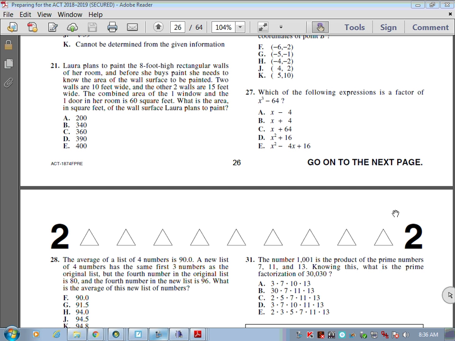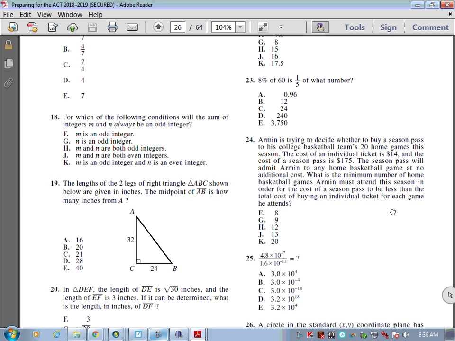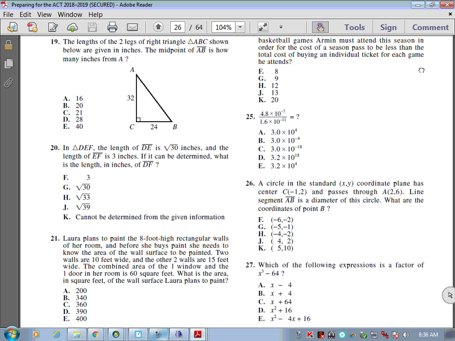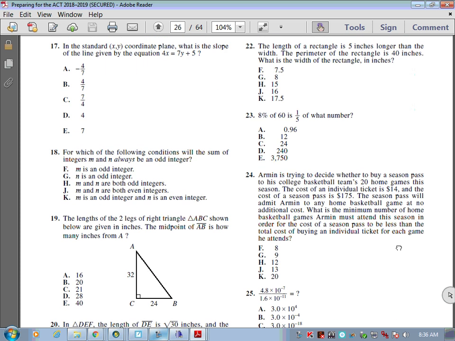All right, 22 through 27. Go ahead. 22 and 23. Okay. 24. Okay. So everything but 27. Is that right? Okay.